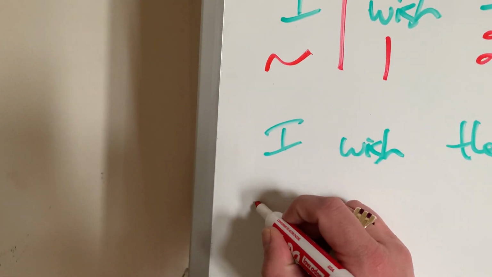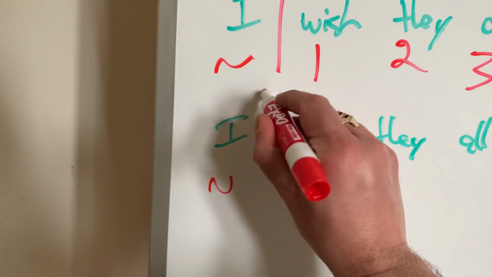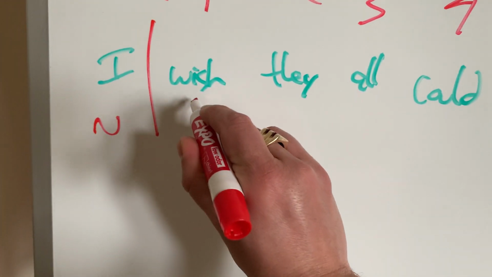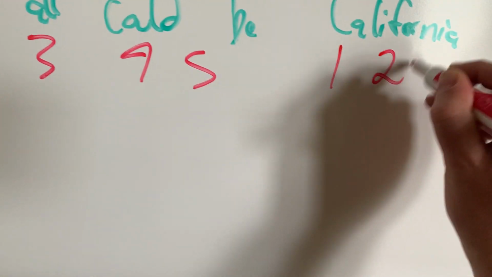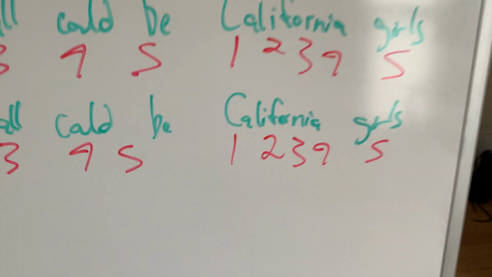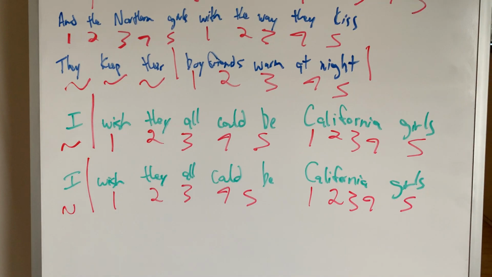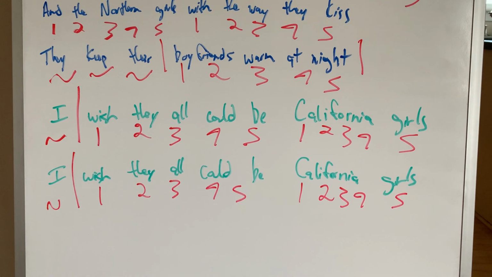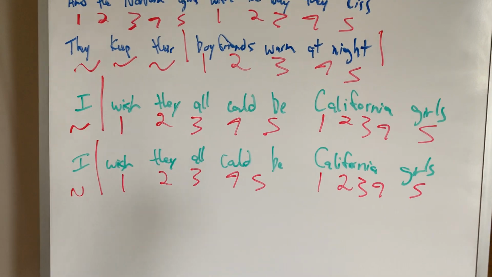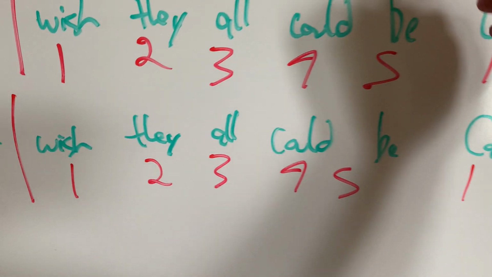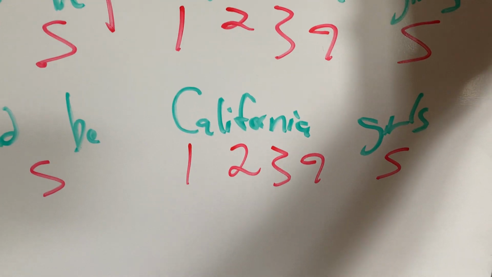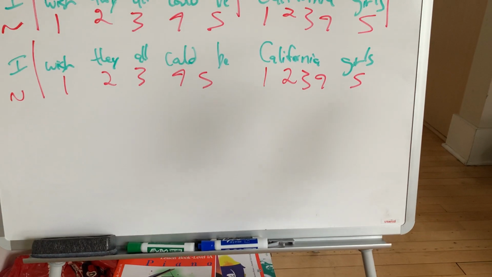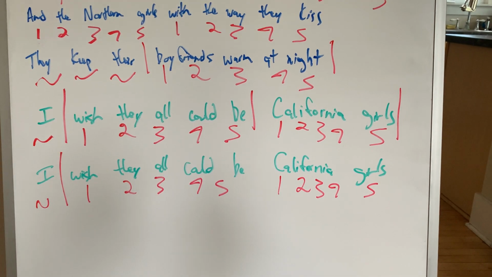Same thing here, the I is just kind of insignificant because the measure is starting here again. Wish they all could be California girls. So they're using kind of basically measure framing in the chorus again because of the da, da, da, da, da. That's a new measure, right? Da, da, da, da, da. Another new measure, right? And then a couple measures of backing vocals echoing that.